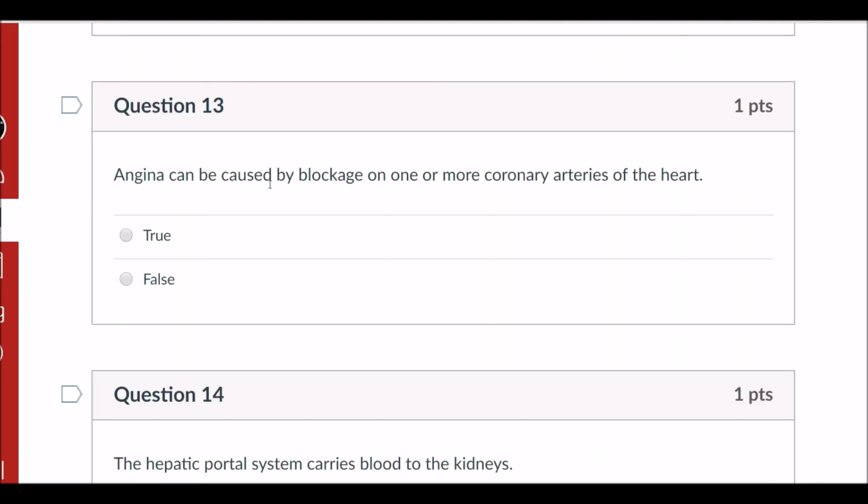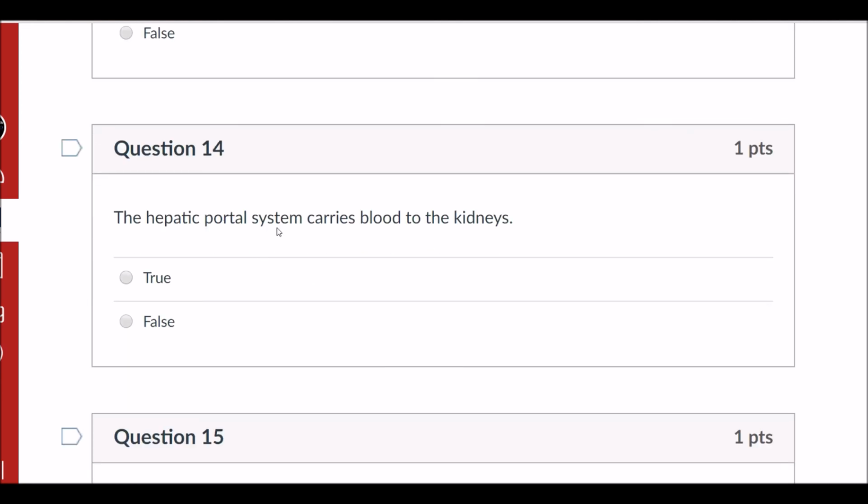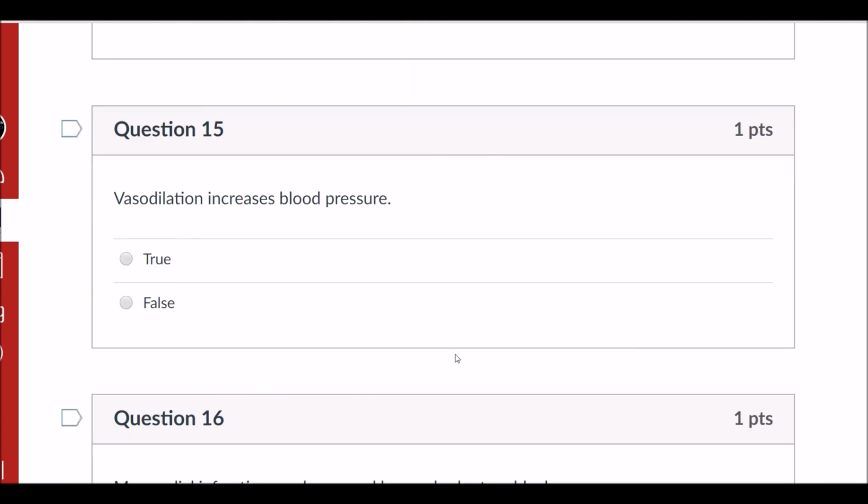13. Angina can be caused by blockage of one or more coronary arteries of the heart. True. The hepatic portal system carries blood to the kidneys. What is hepat? Liver. So kidney is renal, not liver, hepatic. So that's false. A couple more, three more.